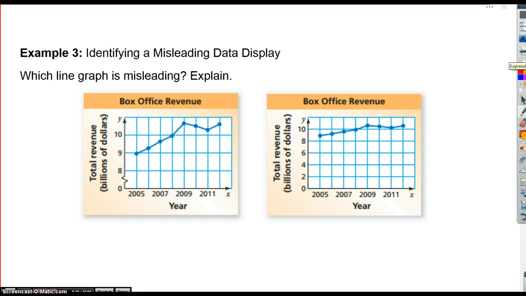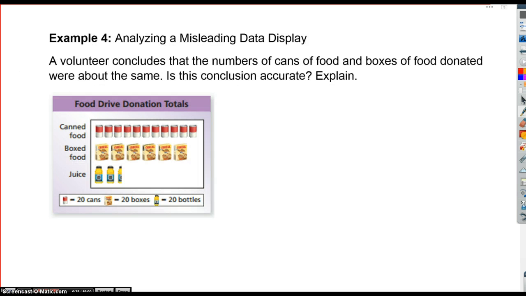All right, last part. We need to identify misleading displays in data. So which line graph out of the two is misleading? I would say that anytime you see what's called a break in the graph, it is misleading. So the graph on the left is misleading. This one has an accurate representation. You know that there's no money between 0 and $8 billion between 2005 and 2011. This one, it looks like the graph starts a lot lower, and that's because of the break. So is it okay to use a break in a graph? Yes, but it can also be misleading to the reader. So which graph is misleading? The one on the left.